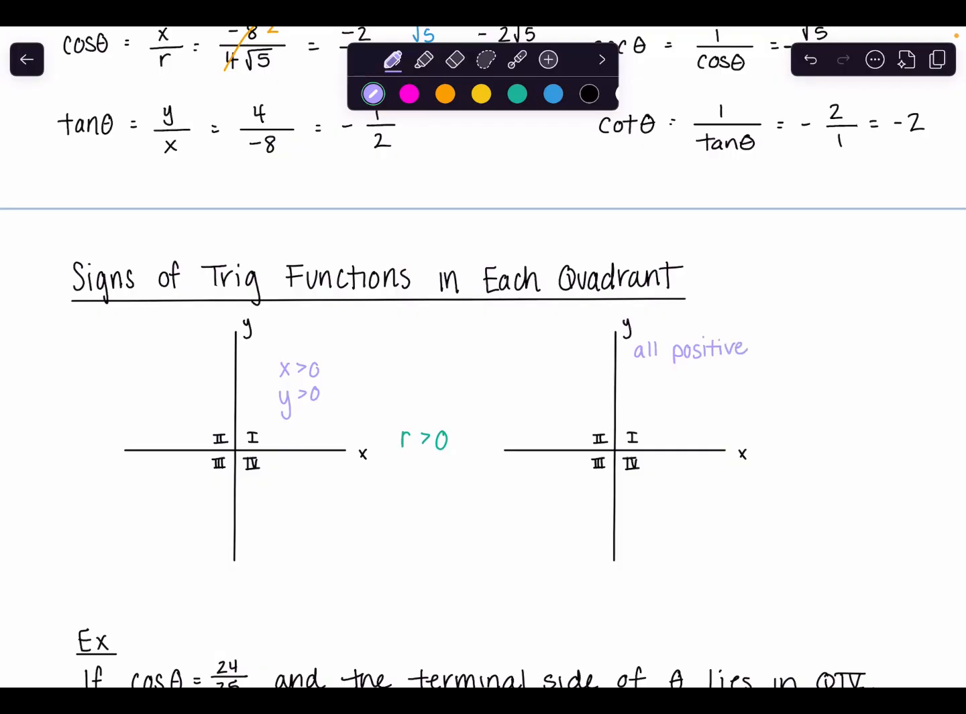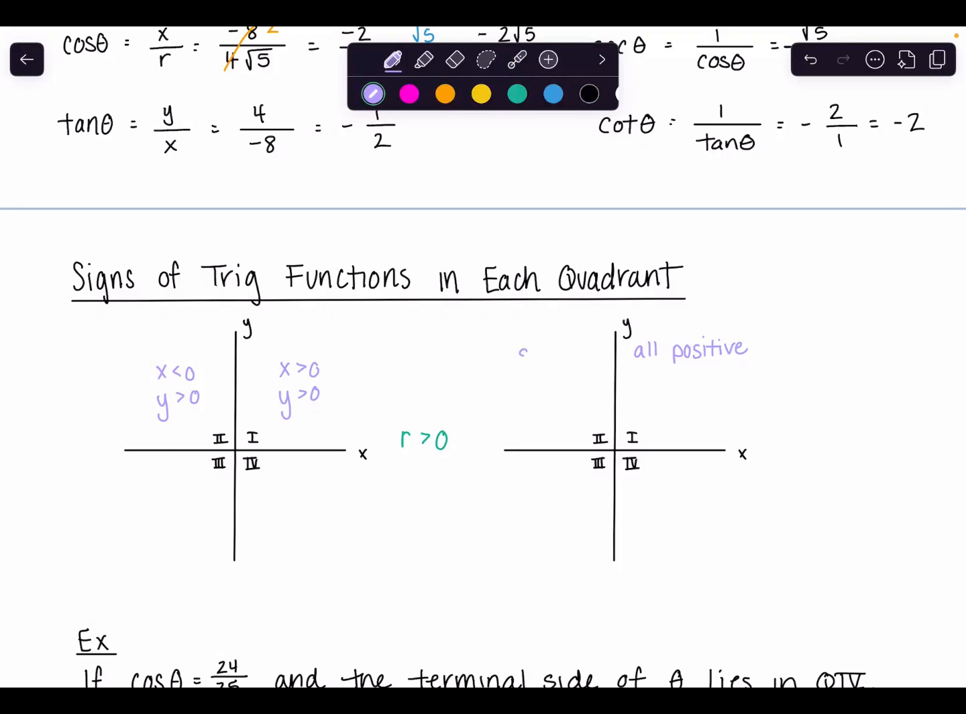When you move into quadrant 2, your x value is negative, but your y value is positive. So cosine is the one that deals with x. Cosine would be negative. Sine deals with y, so sine is positive. Tangent deals with dividing these two, so since one is positive and one is negative, it's overall negative.